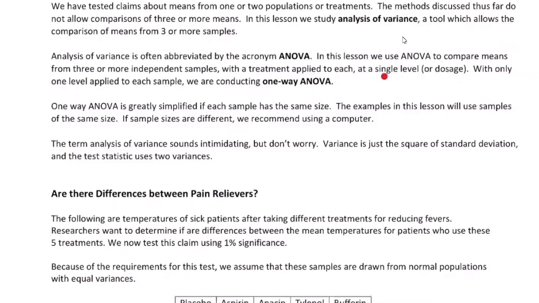You can also do what they call two-way analysis of variance, where you have multiple treatments at multiple levels, but we're not doing that. And by levels, I just mean like a dosage amount. So that's a really complicated two-way analysis of variance. With only one level or dosage applied to each sample, we're conducting one-way analysis of variance.